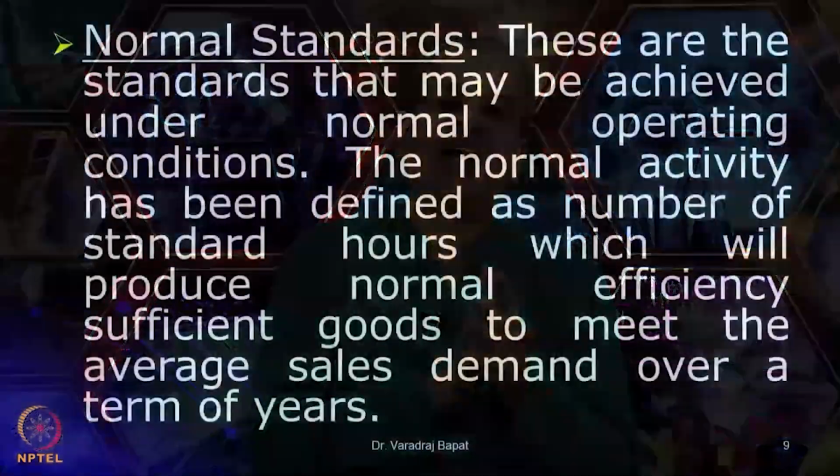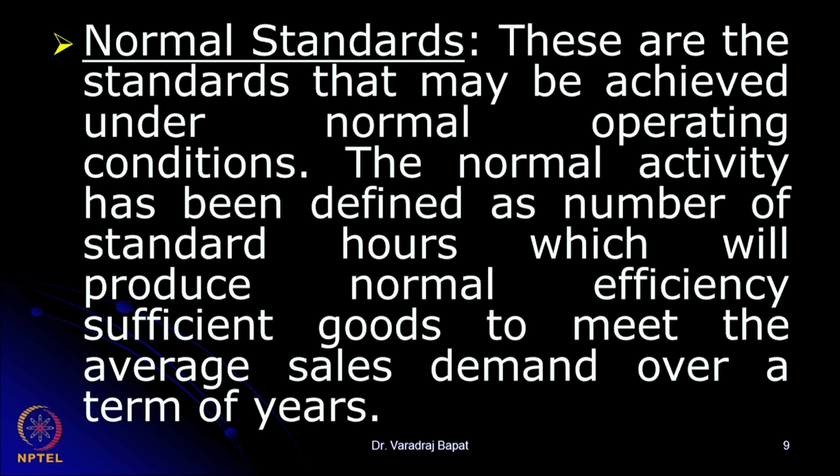That is why it is an ideal scenario, and such standards are called ideal standards. Now the next is normal standards. As you all know, it becomes very difficult to achieve ideal standards. That is why we bring them down to normal standards. Now these may be achieved under normal operating conditions.